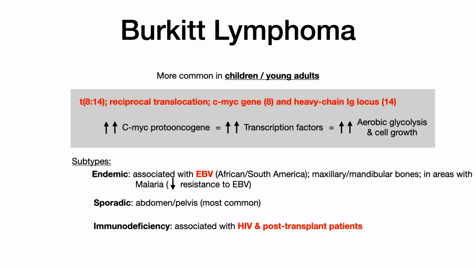Know for completeness' sake, of course, that we have a sporadic subtype where the abdomen and pelvis is involved. This actually is the most common subtype, but on your exam, chances are the exam writer is going to go after endemic, and I'll tell you why in just a moment.